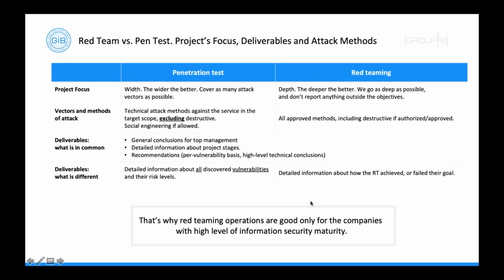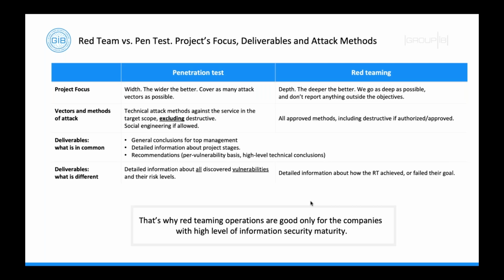In terms of the project focus and some of the different deliverables and attack methods, let's talk about some of the differences between red teaming and penetration tests when it comes to these different parameters. So in terms of project focus, for penetration tests, it's important to cover as many attack vectors as possible during the pen test. The goal is really to identify as many vulnerabilities that might exist, where patch management processes have failed within the bank or e-commerce company, and to patch those up and make sure that there are no weak spots within the security stack in existence.